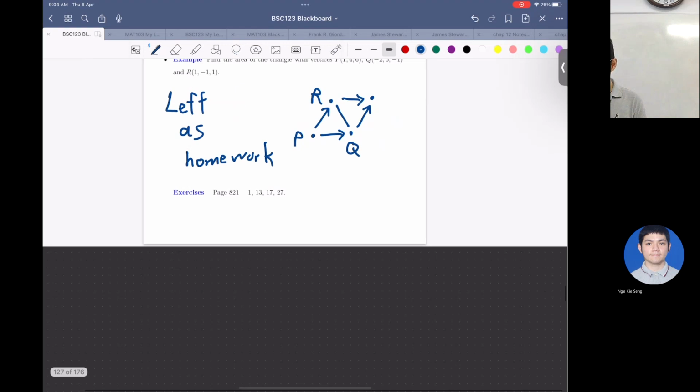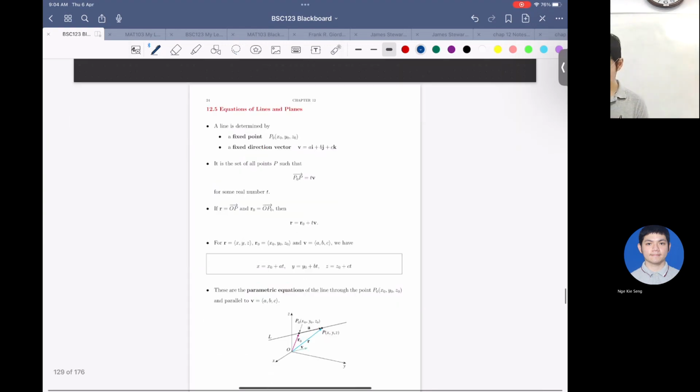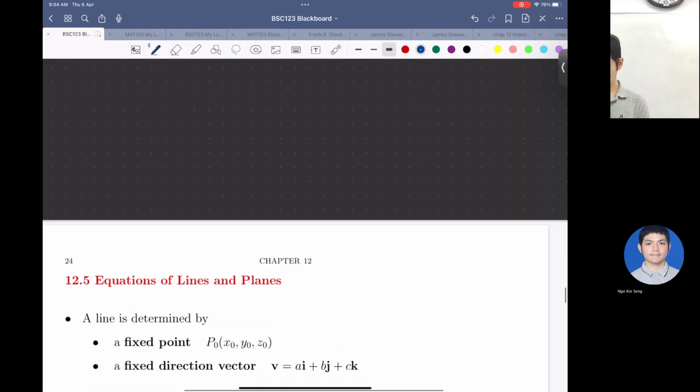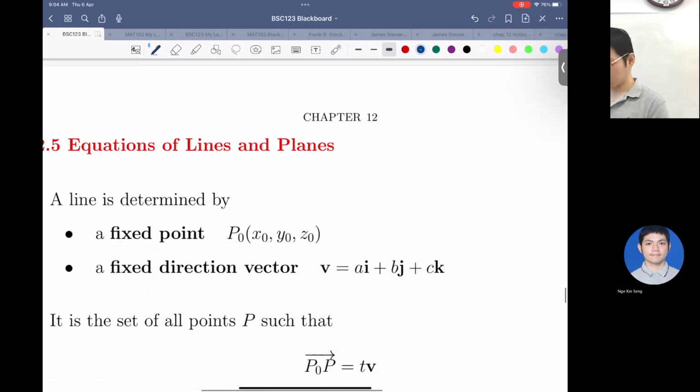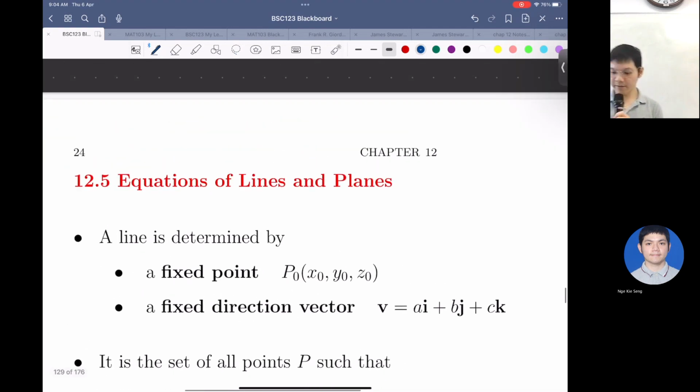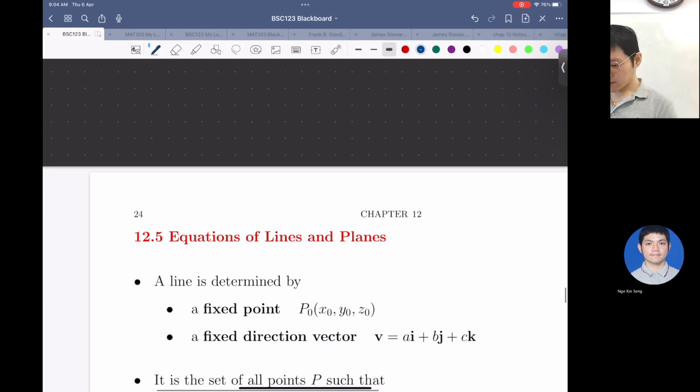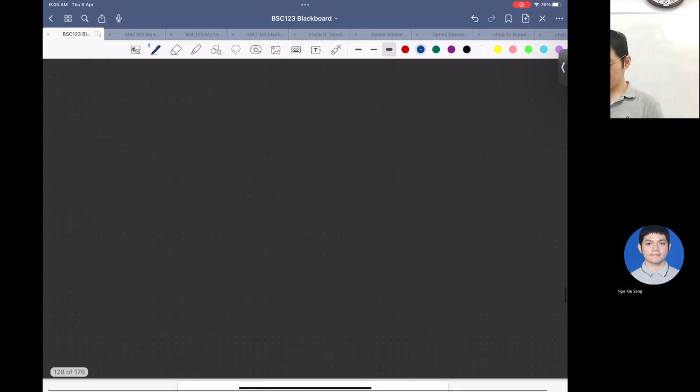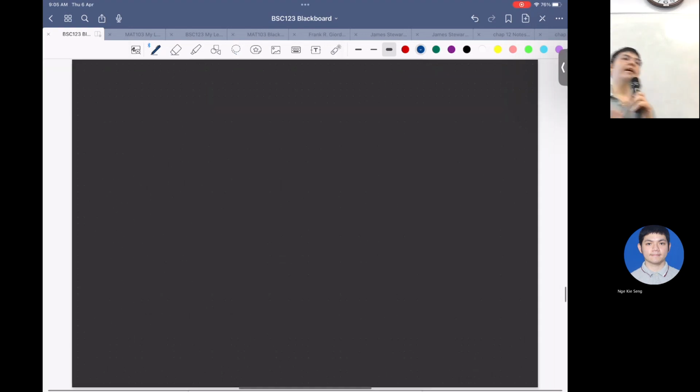All right. So let's start with the new stuff. So this is interesting stuff. Equation of lines and plane. Okay. So equation of lines and plane. So talk about line first. Okay. So how do you make a line?